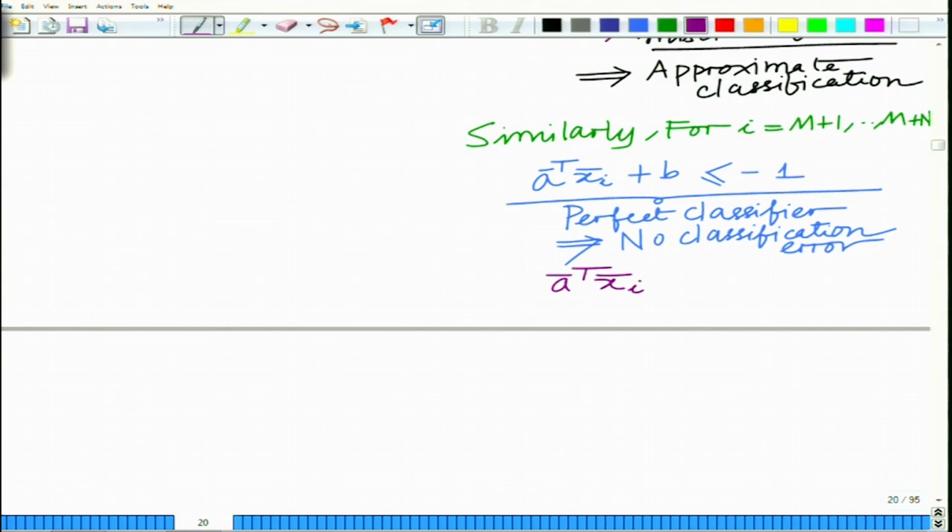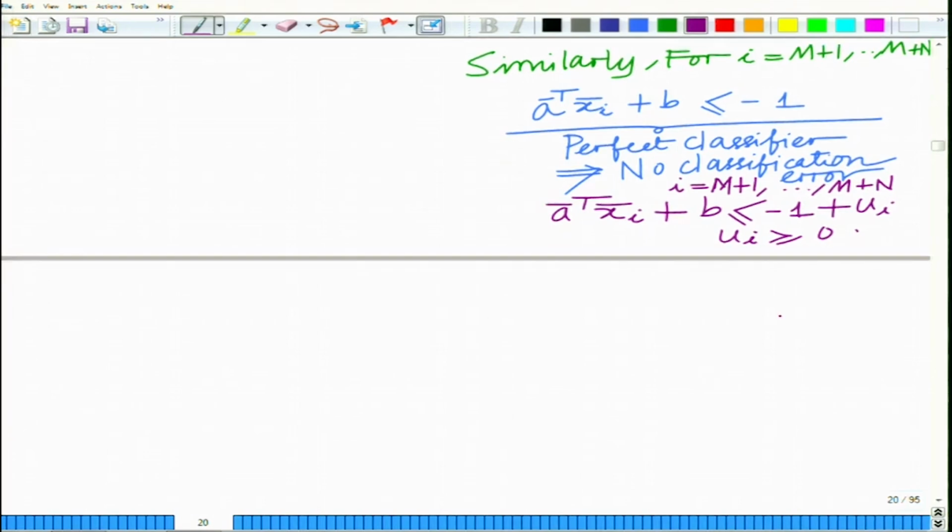again due to noisy data, when linear perfect separation is not possible, then you can again allow some slack: A bar transpose x bar I plus b is less than or equal to minus 1 plus ui. Remember, we are still talking about I equals m plus 1 up to m plus n, where ui is greater than or equal to 0. So, if ui is less than or equal to 1, it still lies on the other side of the hyperplane. If ui is greater than 1, then you have a problem, in the sense that it crosses over.